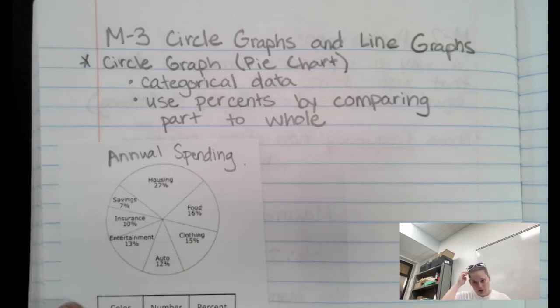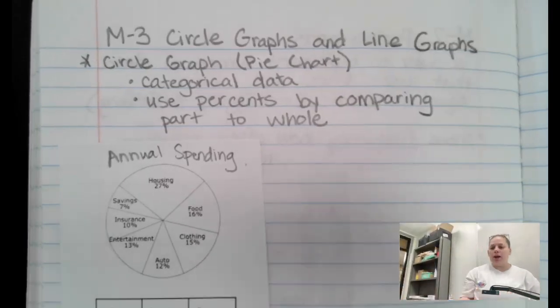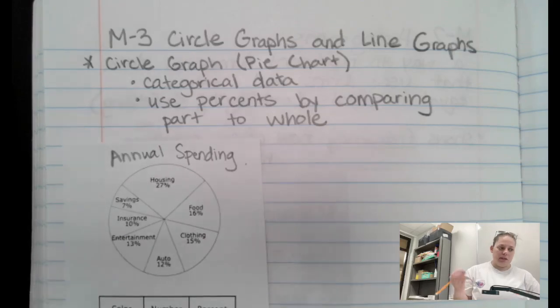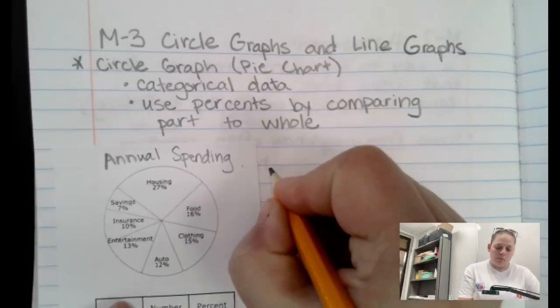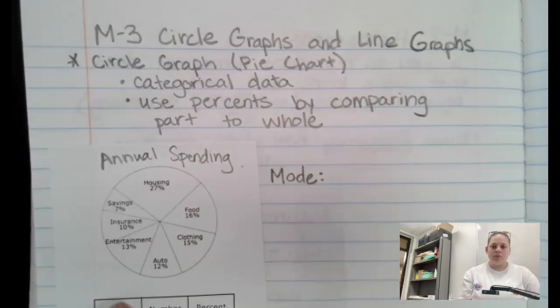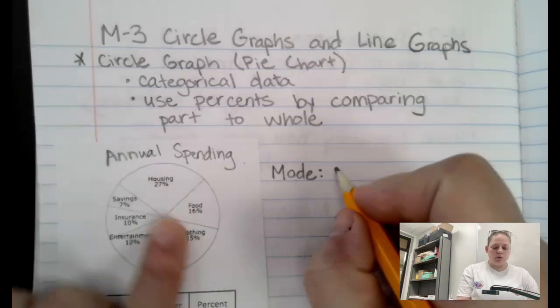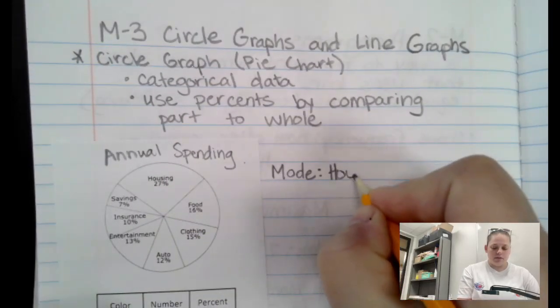So as we look at this, there's a couple things that we can do with it, but because it's not numerical data, we're not going to find like mean or median. Okay, but we can find our mode. What are we spending the most money on? Okay, and the most money that we are spending on is housing. It's the biggest amount. It's 27%.